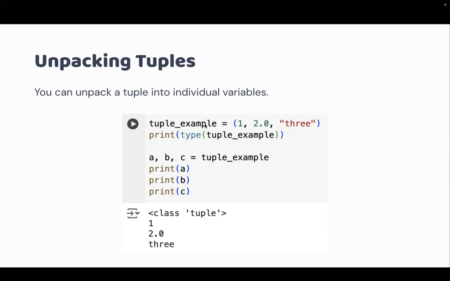So if we have a tuple as 1, 2.0, and 3, and over here we are doing a, b, c equals the tuple, when we print it, it will be assigned with each element in the tuple. Does that make sense? Yeah, kind of. Okay. You can also see that it is a data type, because if we print out the type of this variable, it will print out tuple.